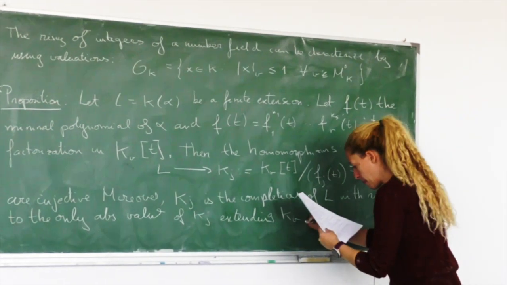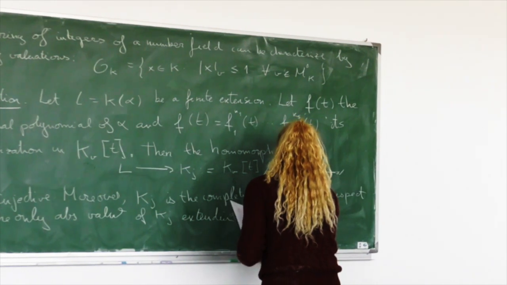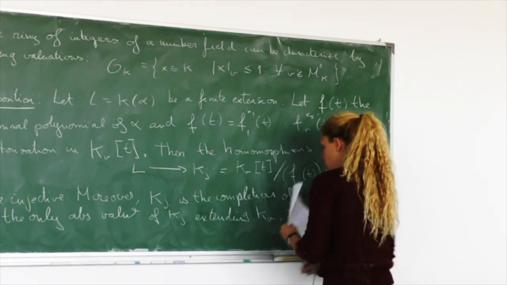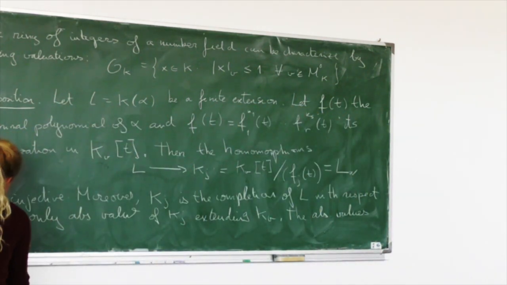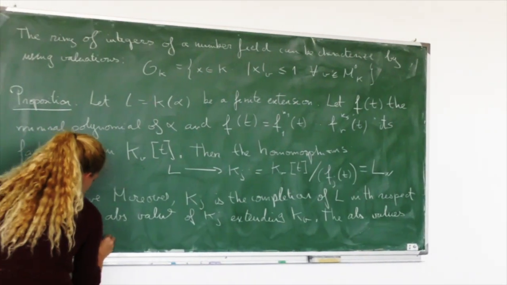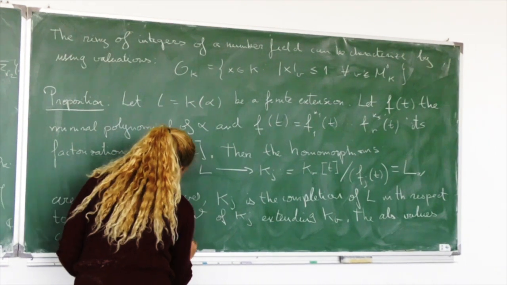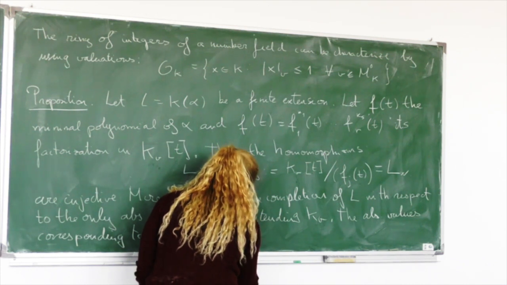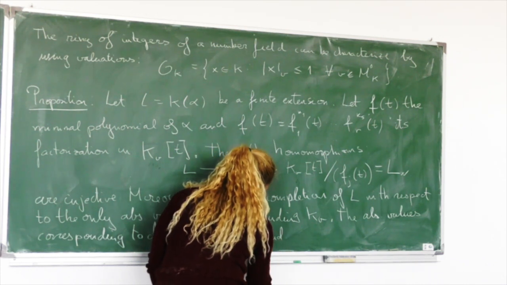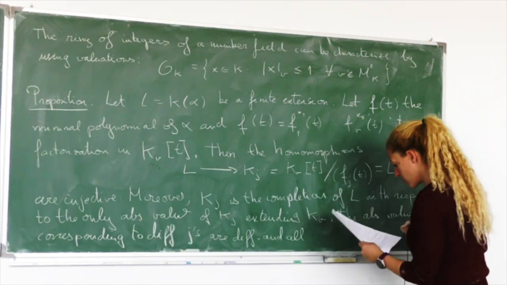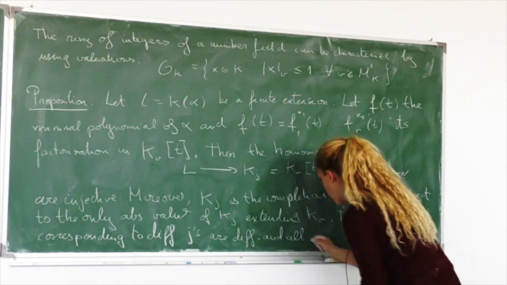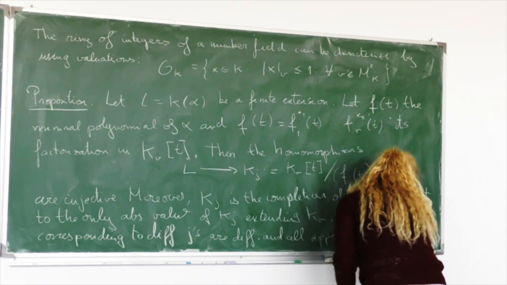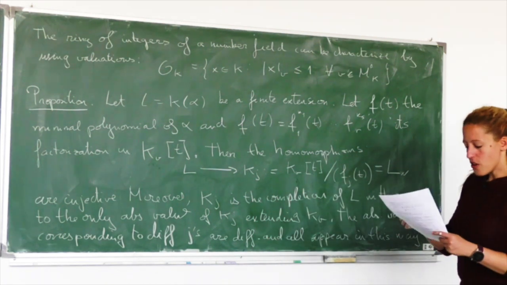And the funny thing is that the absolute values corresponding to different g_j's are different, and all absolute values appear in this way. Okay, oof.